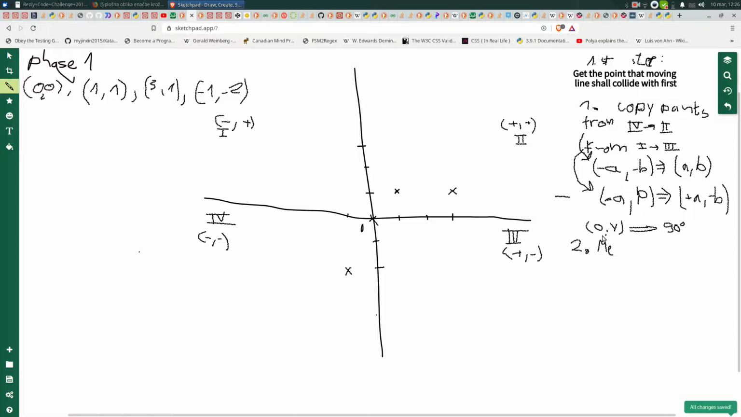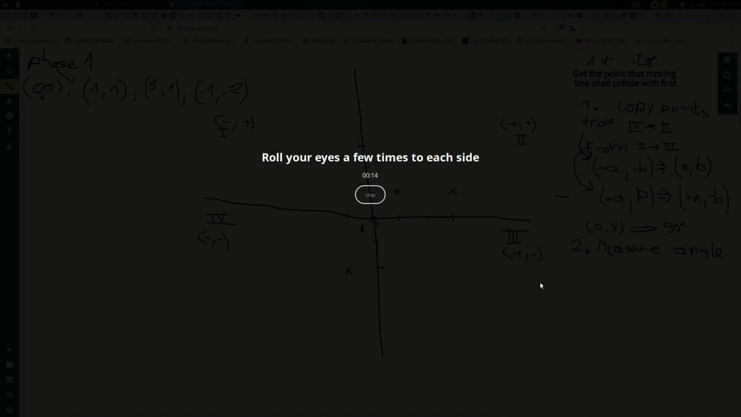to measure angle. And then you know what the third point is. I think I shall need some kind of space over here. Yeah, let's make a short break for our eyes.